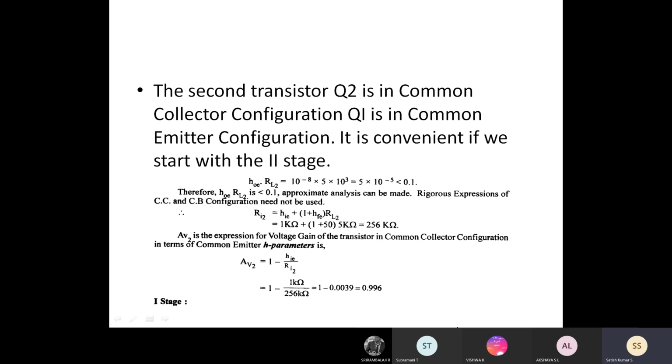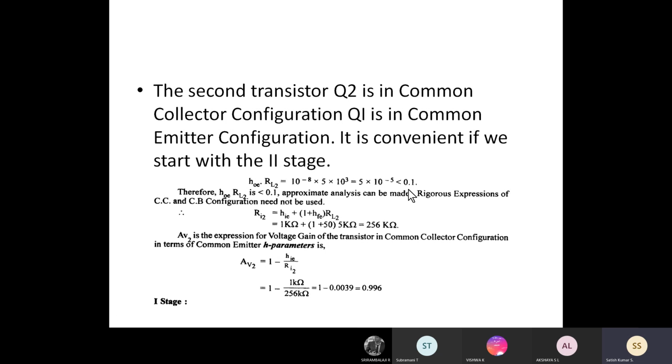The product of these two values is nearly equivalent to 5 into 10 to the power of -5. That value is less than 1. This is what we observe while taking the product of the output impedance and the load resistance 2. We get a value which will be less than 0.1, because you will be getting 0.0005.